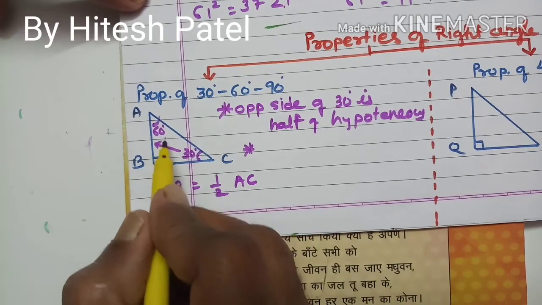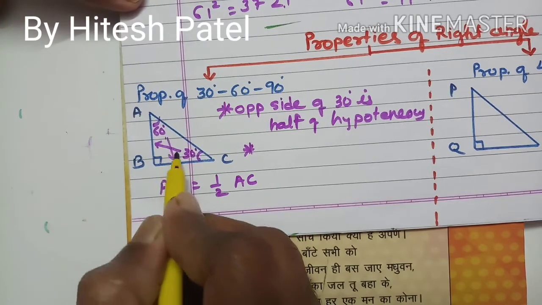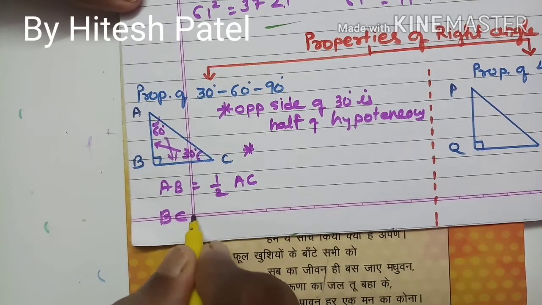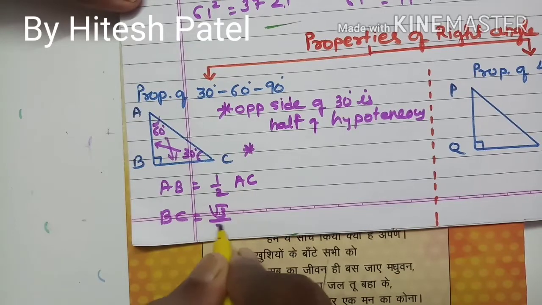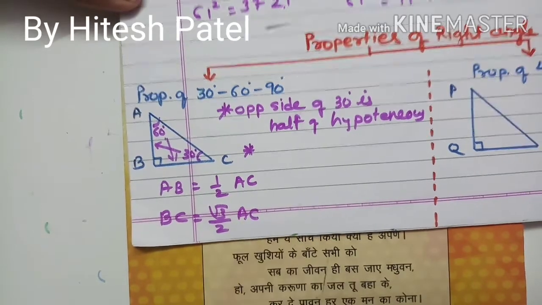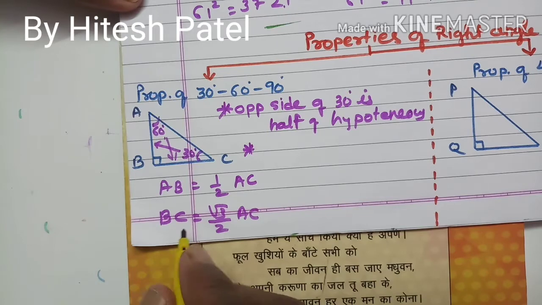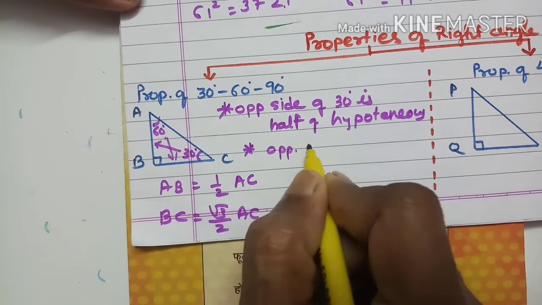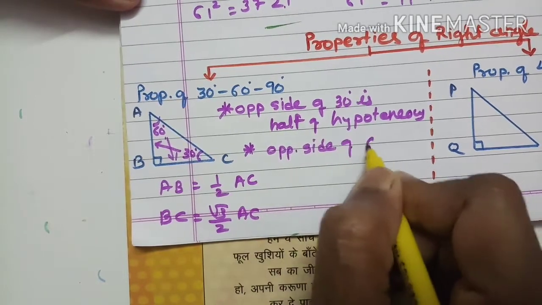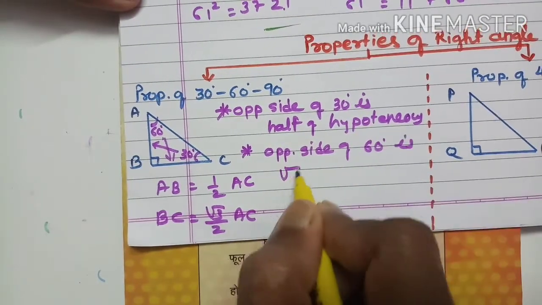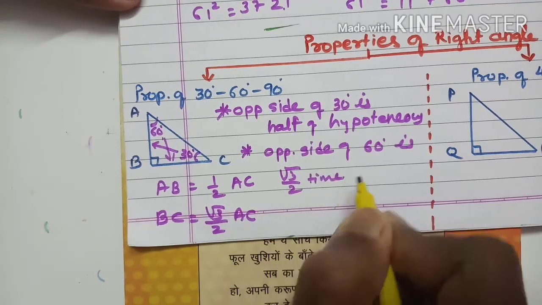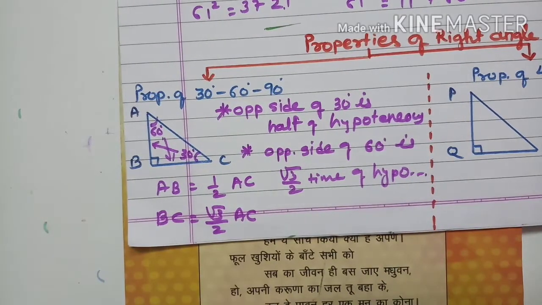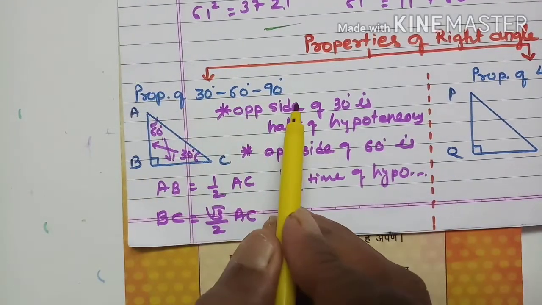The opposite side of the 60. Here angle A is 60, and the opposite side of angle A is BC. So the opposite side of the 60 angle, that is BC, is root 3 upon 2 times the hypotenuse, that is AC. This is the second property. The opposite side of a 60 is root 3 upon 2 times the hypotenuse. So this is called the property of 30, 60, 90.